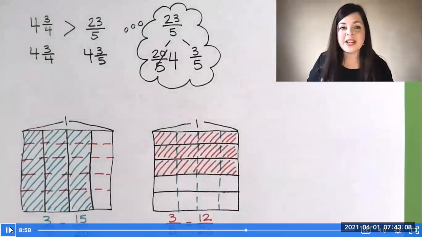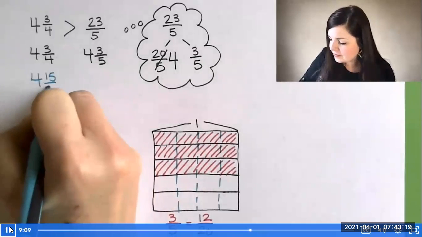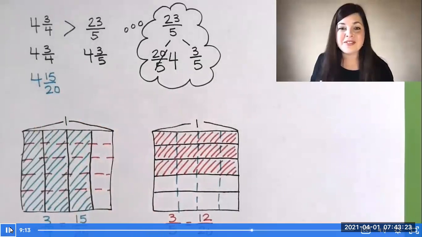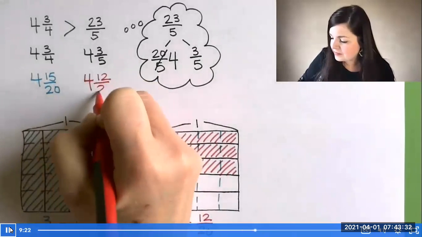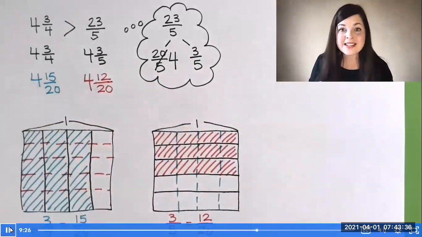So how can we rename 4 3/4? We can rename 4 3/4 as 4 15 20ths. And how can we rename 4 3/5? We can rename 4 3/5 as 4 12 20ths. Now we have like units, we're just thinking about the number of selected units.